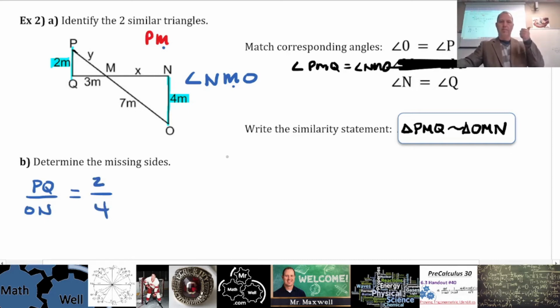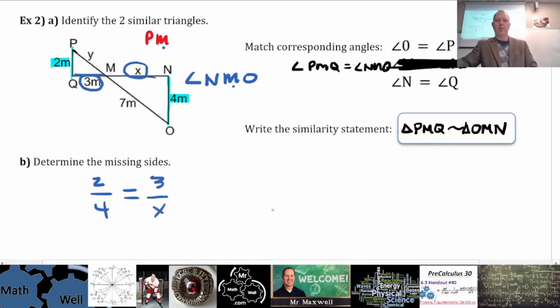Very good. So now given that, I can write an actual number ratio with an unknown in there. I can pick, maybe let's do x first. So 2 is on top and 4 is on the bottom, so 3 should be on top and x should be on the bottom. Okay, those are corresponding sides there. So 3 over x.